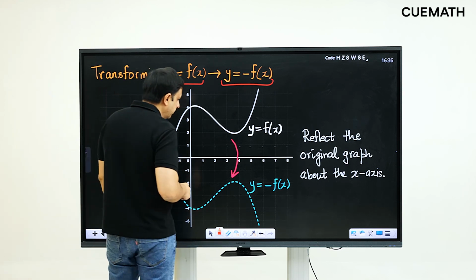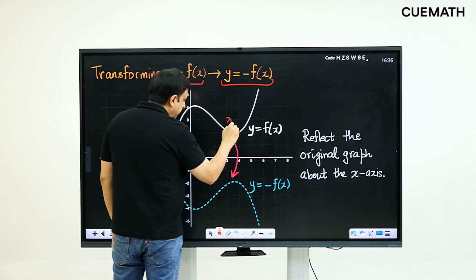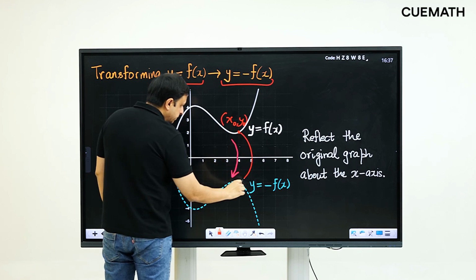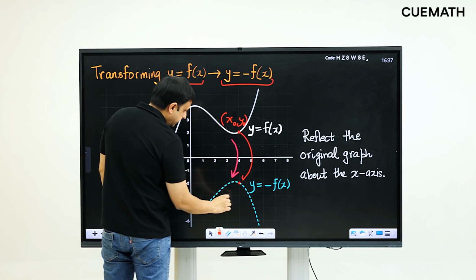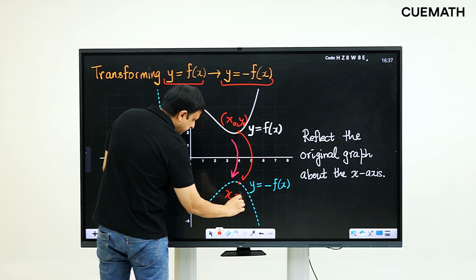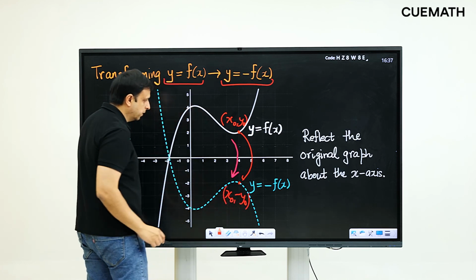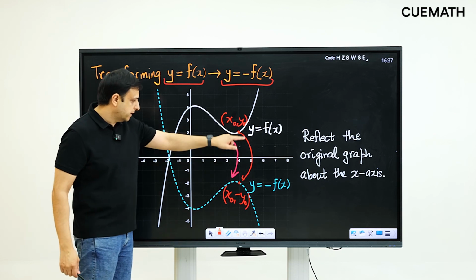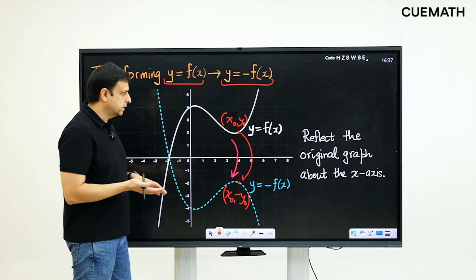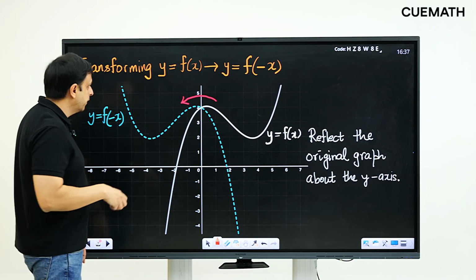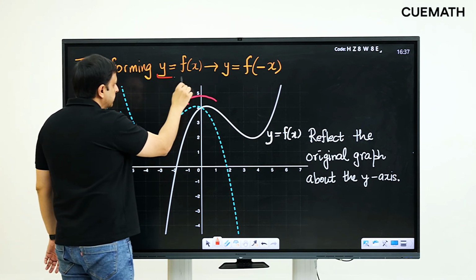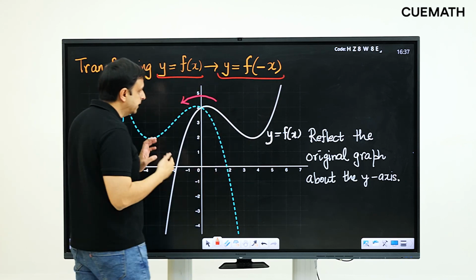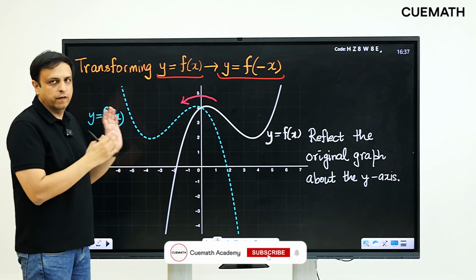And why does that happen? Because any point x naught y naught on the original graph transforms to the point x naught comma minus y naught on the new graph. That is why the reflection is about the x axis, y naught is becoming minus y naught. So, the reflection is about the x axis. On the other hand, if you have the transformation from f of x to f of minus x, then the reflection is about the y axis.